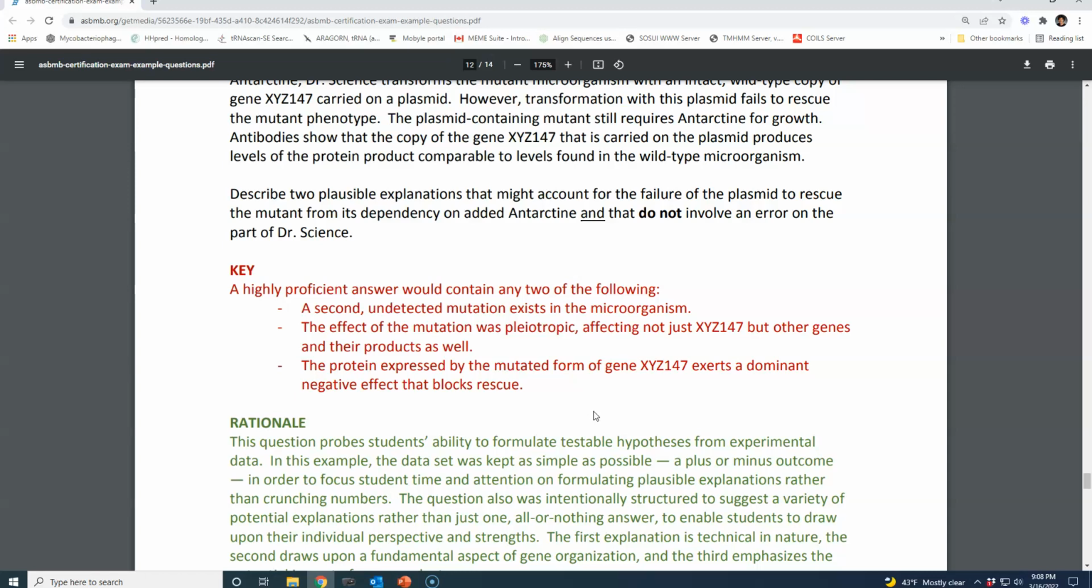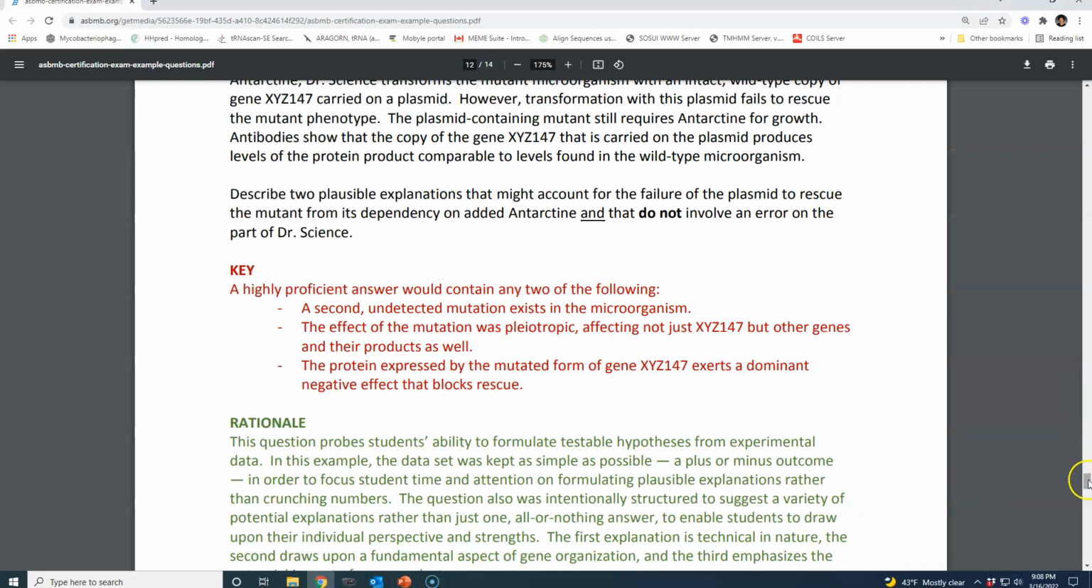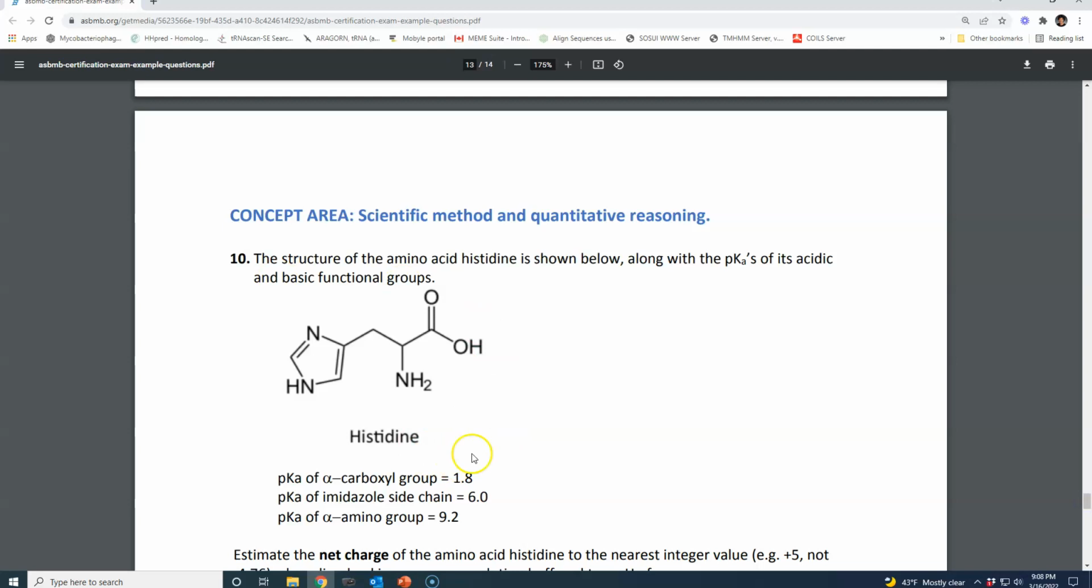What you're supposed to be doing here is to come up with scenarios that can explain the results that you see. All right, so let's go on. So the next question then is, all right, let me go on, is you are given the structure of histidine.